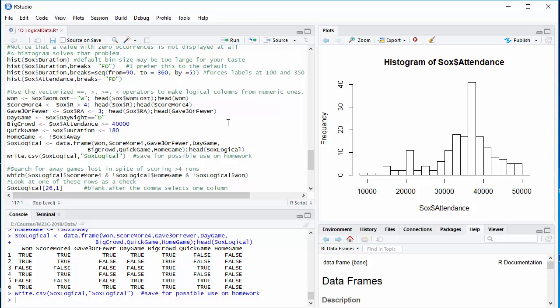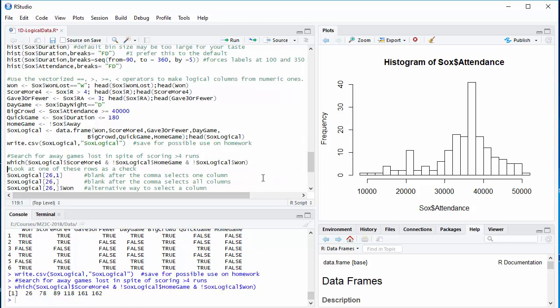And now let's use our logical operations to do some data searching. Let's look for away games where the Sox lost the game even though they scored more than 4 runs. We do this using which. We take something that will equal true if our conditions are satisfied, that is, scored more than 4 is true, and home game is false, and win is false. And we discover there are only 6 games that meet the criteria.